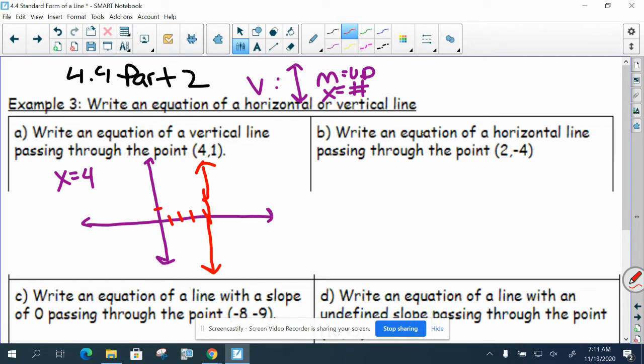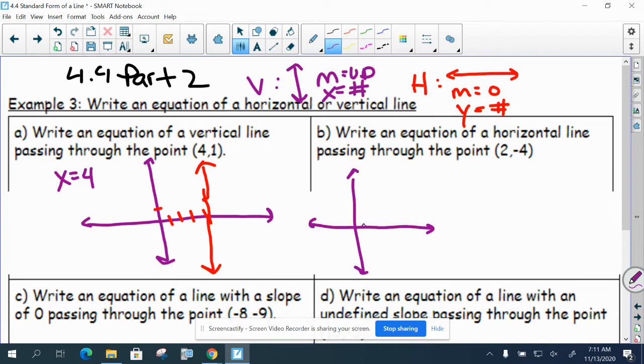Part B says to write the equation of a horizontal line passing through the point 2, -4. So for a horizontal line, it goes from side to side, or it's parallel to the x-axis. Its slope is 0, and the equation is y equals a number, whatever is in the y-coordinate, or whatever it passes through on the y-axis. So for this one, if you were to plot the point 2, -4, right there, then the horizontal line would go through that point, and it would pass through -4 on the y-axis, and the y-coordinate is -4, so y equals -4.